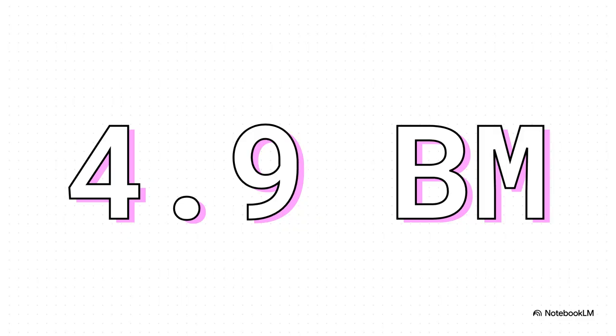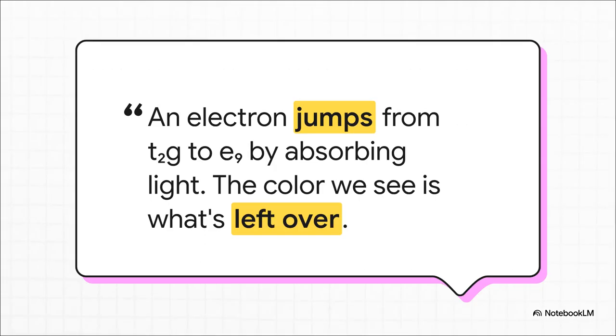It's amazing. And now, finally, the big reveal, the color. It all comes back to that energy gap, delta O. When white light, which contains all the colors, shines on one of these complexes, something cool happens. An electron in the lower t2g level can absorb a photon of light, but only if that photon has the exact amount of energy needed to make the jump up to the eg level. So the complex essentially eats that one specific color of light.